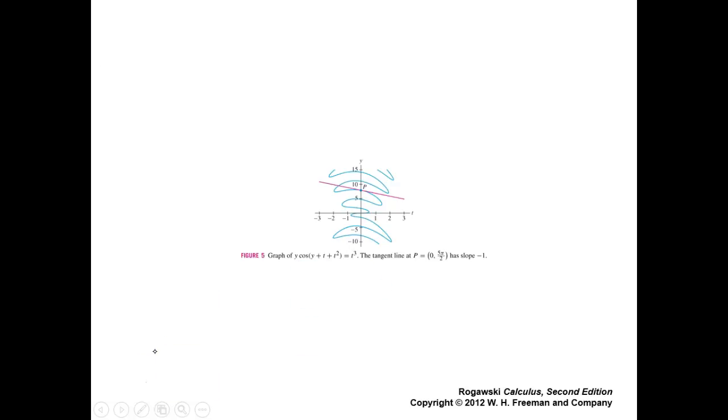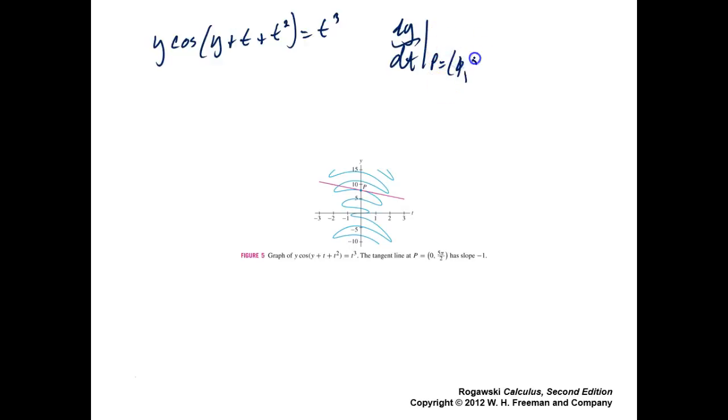All right. So the next thing we've got to do, we want to calculate dy/dt at that point P, (0, 5/2 pi), on this curve. I think I'm going to write this a little bit bigger. y times cosine of (y plus t squared) is equal to t cubed. That's the equation that we're trying to deal with. Definitely not a function. If you look at that curve there, not a function. Okay? But what we want is to calculate dy/dt at this point, the point P equal (0, 5/2 pi).